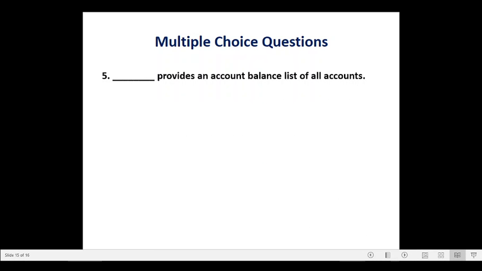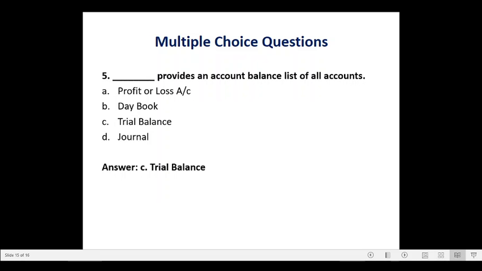Question number 5. Dash provides an account balance list of all the accounts. Profit and loss account, day book, trial balance and journal. Yes, we know that the balance list of all accounts is shown by the trial balance. So the answer is C, trial balance.